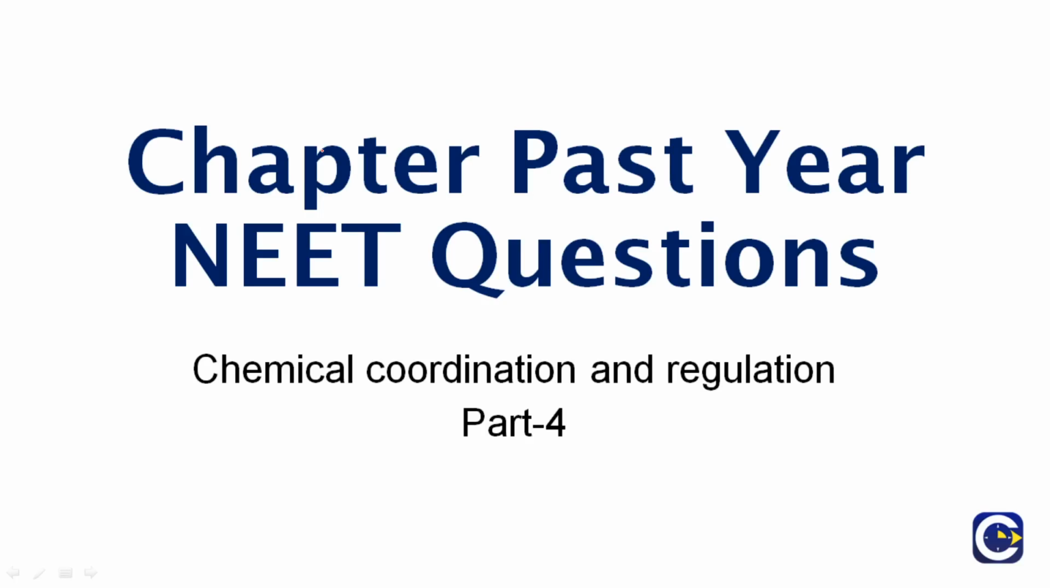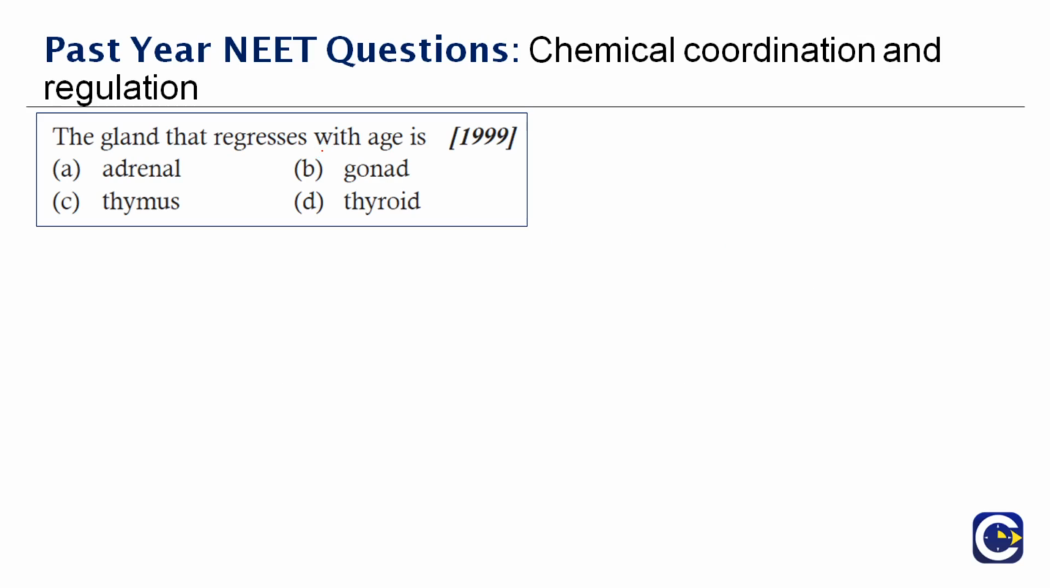Hi friends, today we are going to see the past year NEET questions for the chapter Chemical Coordination and Regulation, and today in this video we will cover part 4. Now let's begin with the first question, which was asked in the year 1999.